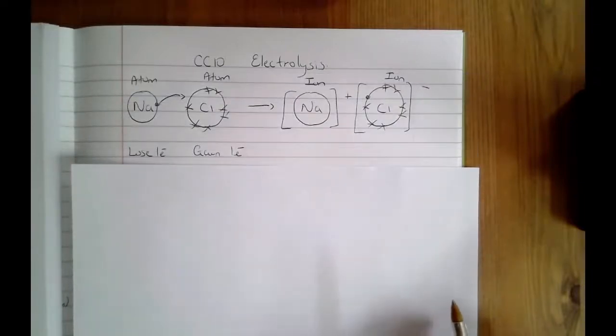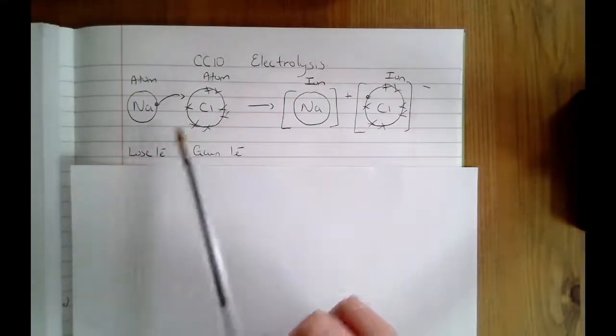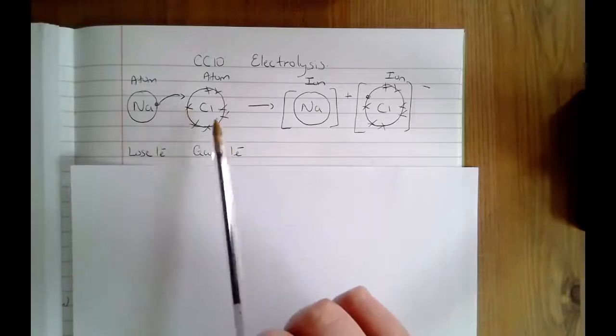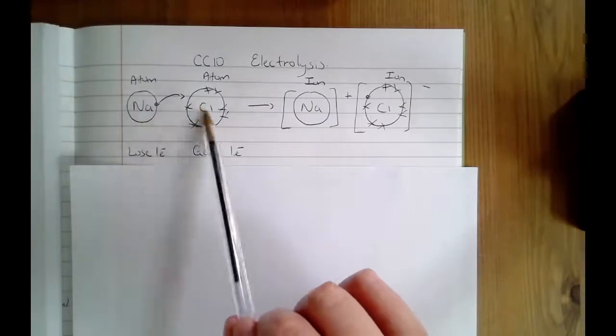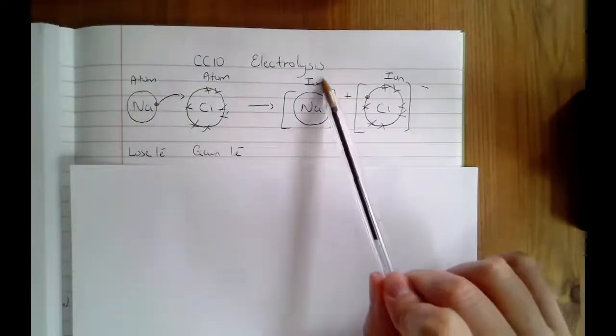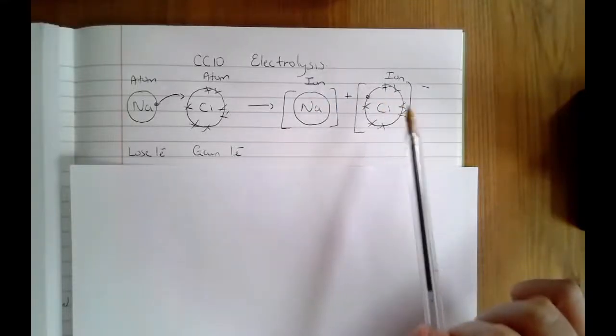So I started off with a typical ionic reaction. I've got sodium reacting with chlorine. Sodium is my group 1 metal, it loses 1 electron. Chlorine is my group 7 non-metal, and it gains 1 electron to have a full outer shell. On the left hand side, I'm calling sodium and chlorine atoms because they've got all of their electrons. On the right hand side, I'm now calling them ions because sodium has lost and chlorine has gained an electron.